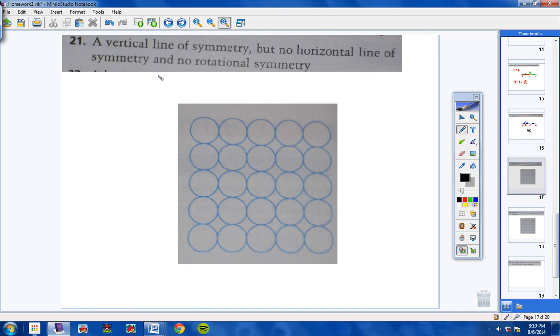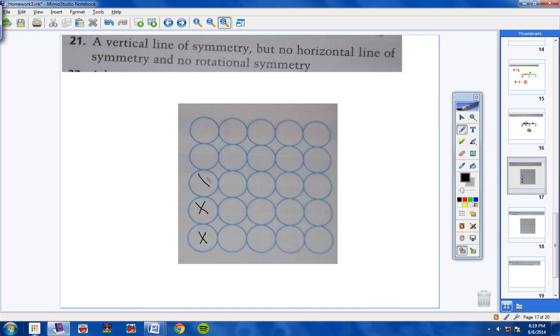And number 21, they're asking for a figure that has a vertical line of symmetry but no horizontal line of symmetry, and also no rotational symmetry. Well, there's more than one answer. First of all, please understand that, okay? And secondly, I'm not going to color these in. That would take me a ton of time to color each circle in, so I'm going to use X's, okay? So see if this works.